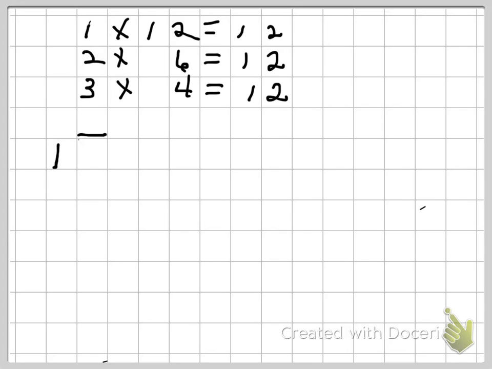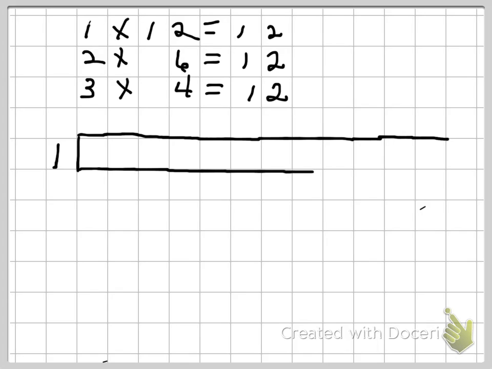Ready? 1, 2, 3, 4, 5, 6, 7, 8, 9, 10, 11, 12. Okay, let's count again. 1, 2, 3, 4, 5, 6, 7, 8, 9, 10, 11, 12. So I now have 12 boxes here. So 1 times 12 equals 12. Pretty simple. Looks a lot like our area models. I think there's a reason for that. Let's go on. We're going to try 2 times 6. So let's see if we can do it this time.